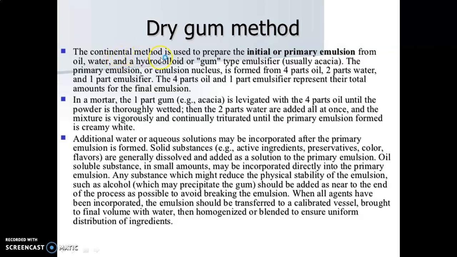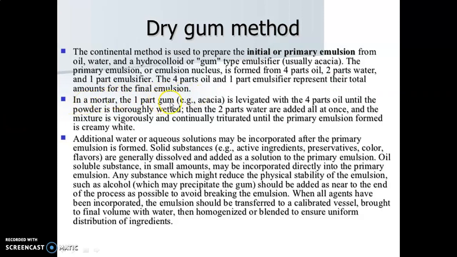The continental method is used to prepare the initial or primary emulsion from oil, water and a hydrocolloid or gum type emulsifier, usually acacia. The primary emulsion or emulsion nucleus is formed from 4 parts oil, 2 parts water and 1 part emulsifier. The 4 parts oil and 1 part emulsifier represent their total amounts for the final emulsion.